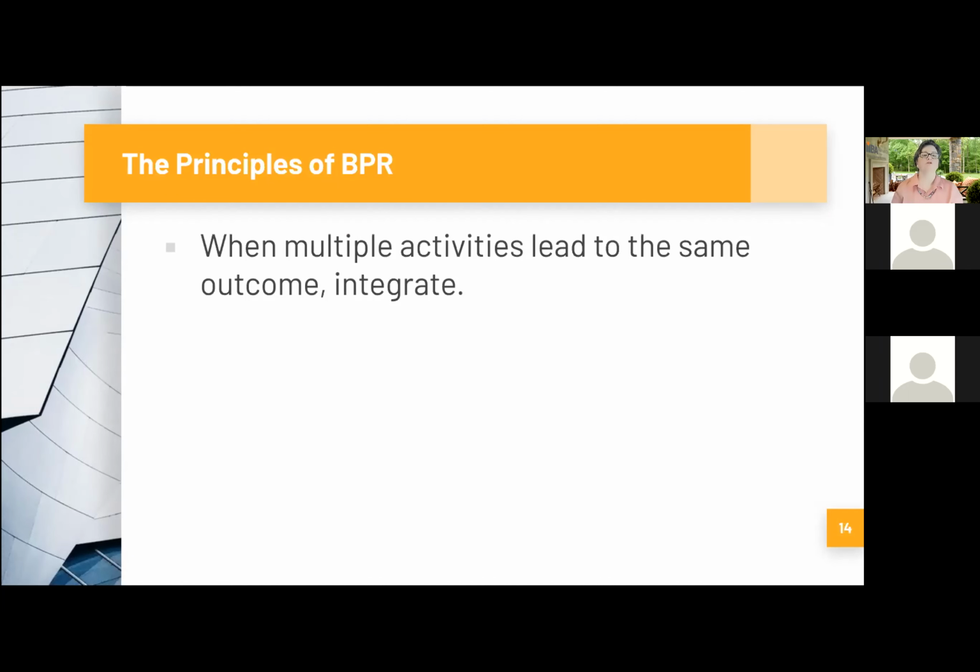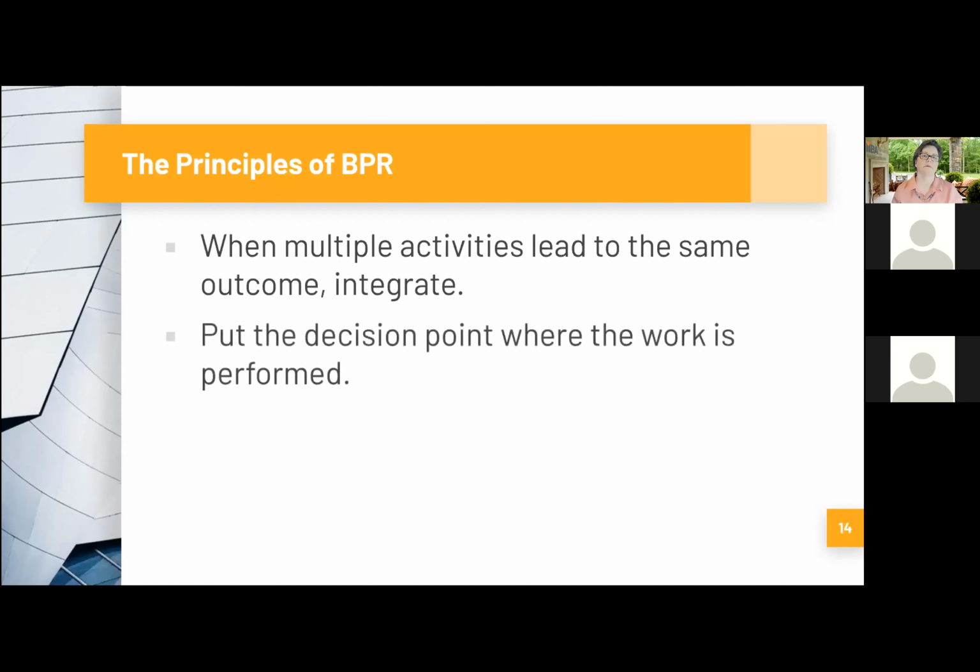Next, when multiple activities lead to the same outcome, try and integrate them. You know, get rid of the excess fat in that case. And since you're going to the same outcome, what is it that's similar about those different activities that could be integrated together? And how can you make that more efficient? Put the decision point where the work is performed. This is classic auto manufacturing philosophy.